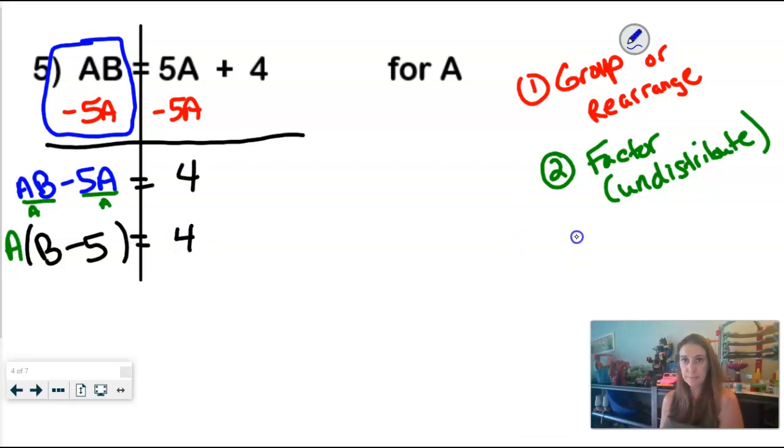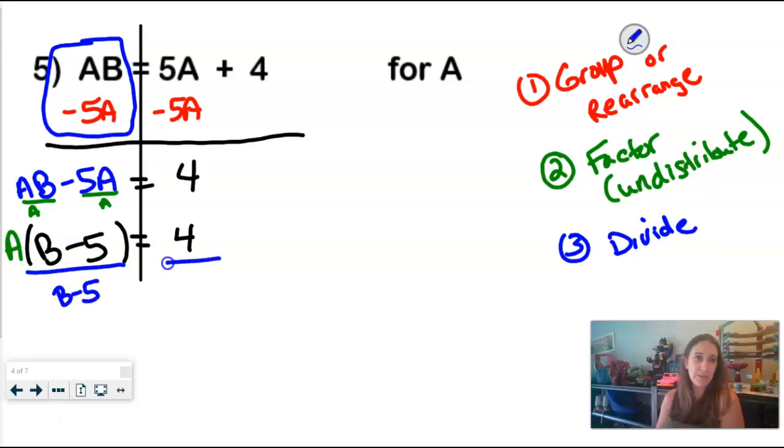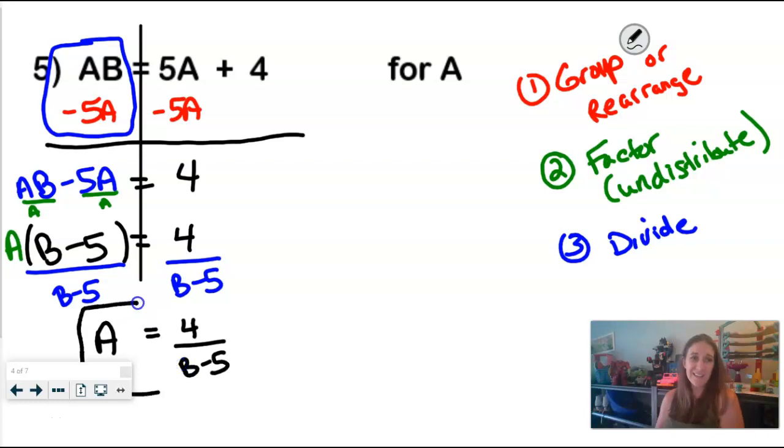All right, last step. You're going to divide. Here goes. So a times b minus 5, if you want to isolate that a, you're going to divide by b minus 5. If you want to keep parentheses around the b minus 5, that is totally fine. Notice the b minus 5s will be canceling here, and we'll be done. A equals 4 over b minus 5. That's kind of as nasty as it gets, really.